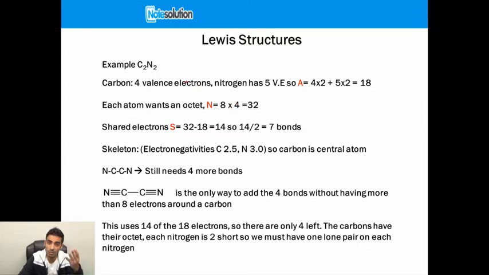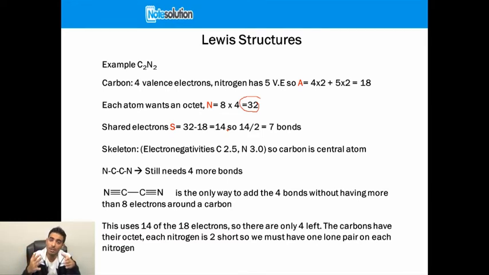Therefore, we have four atoms, so 4 times 8, and that gives you 32. Now, the shared electrons, which is represented by S, is 32 minus 18. So it's 32, it's N minus A, and it's equal to 32 minus 18, which is equal to 14. So now that we know the shared electrons, let's see how many bonds those shared electrons represent.